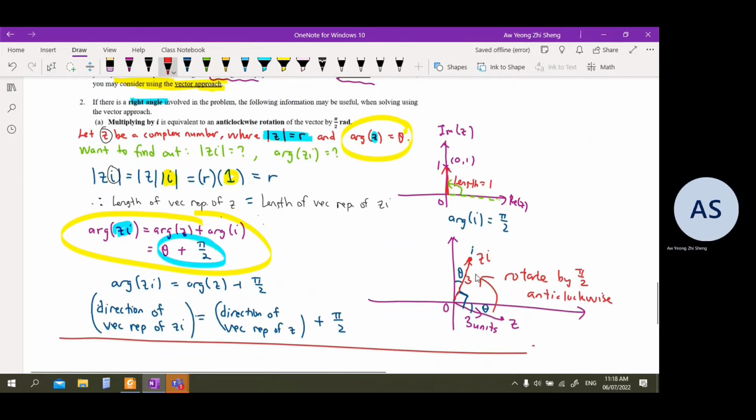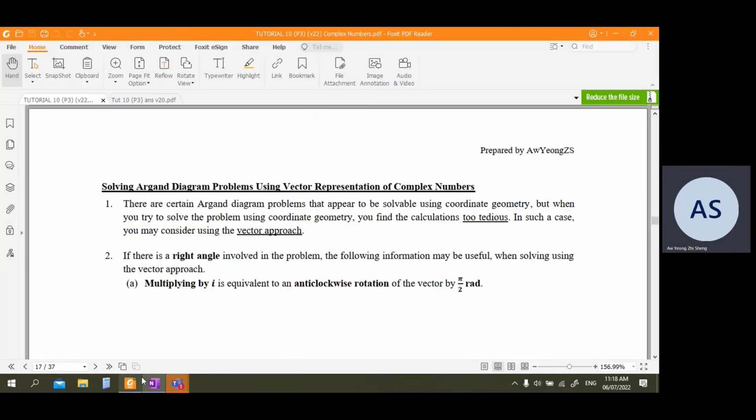So from here we have to remember this fact given in point 2a. Multiplying a complex number by i is equivalent to rotating the vector representation of the original complex number by pi over 2 radians anti-clockwise. Multiplying by i is equivalent to anti-clockwise rotation by pi over 2 radians. Later, when we do some questions on pages 18 and 19, you'll be able to understand better. Now, let's also study point 2b.